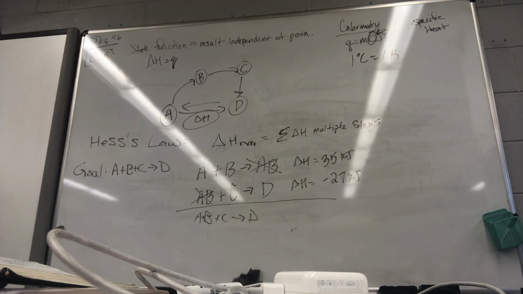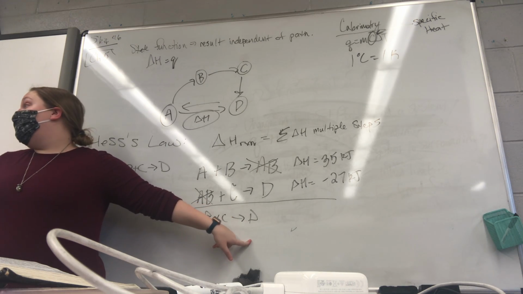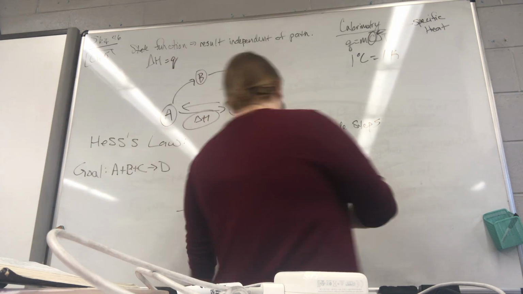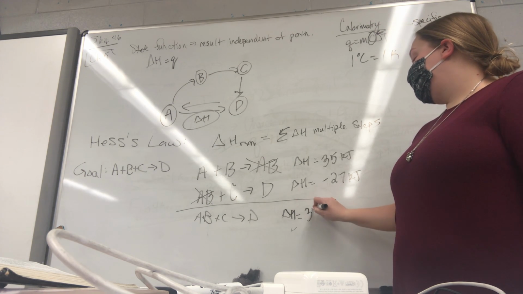We called those, what, does anyone remember? Special name. I believe spectator ions were from precipitation reactions and other ionic equations were close. I believe we called these guys intermediates, but that's okay. I don't care. So, that being said, A plus B plus C makes D. In this case, since all I had to do was add the two together, what would I do to delta H? Add them together.